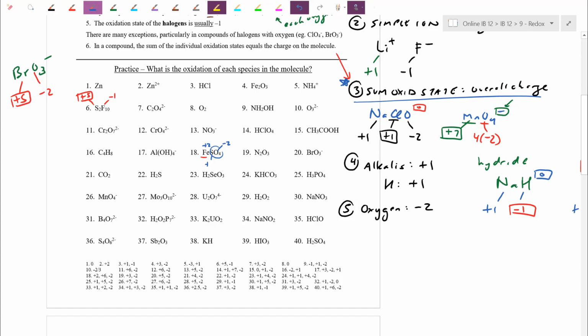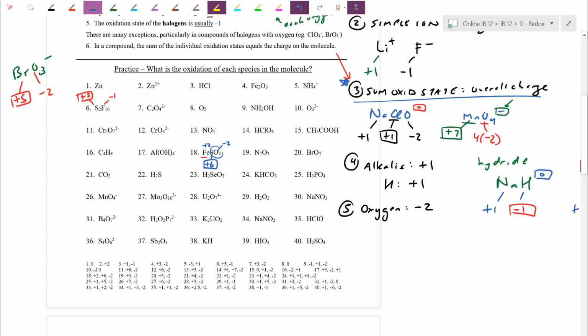You should be able to tell me that sulfur is a +6. Sign first, then the number. Now that you know sulfur is +6, you can't just memorize that sulfur in all compounds is +6. Earlier it was +5, right? So aside from these common elements here, alkalis, hydrogens, oxygens, which typically have these assigned charges, everything else you just need to derive for yourself.